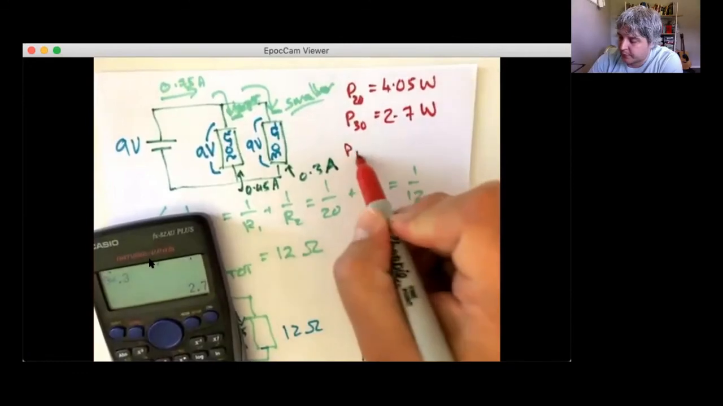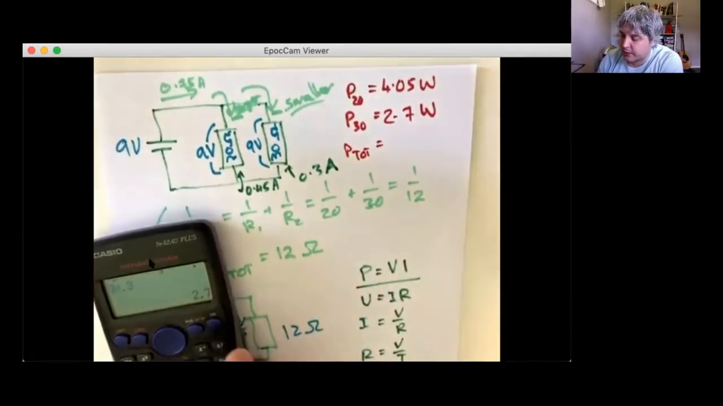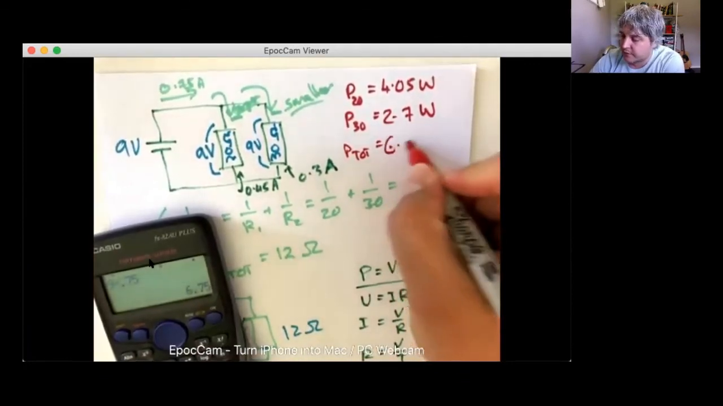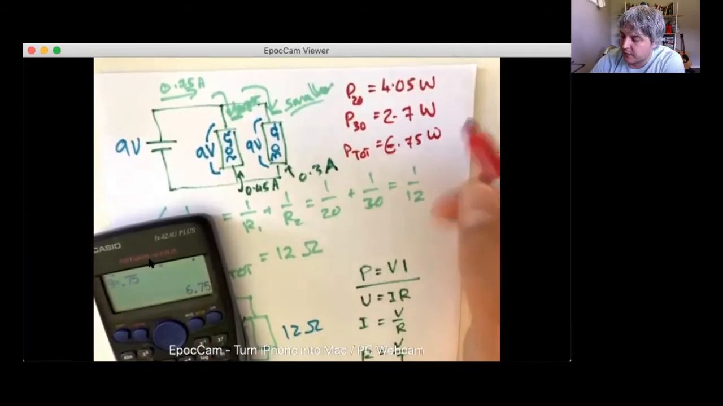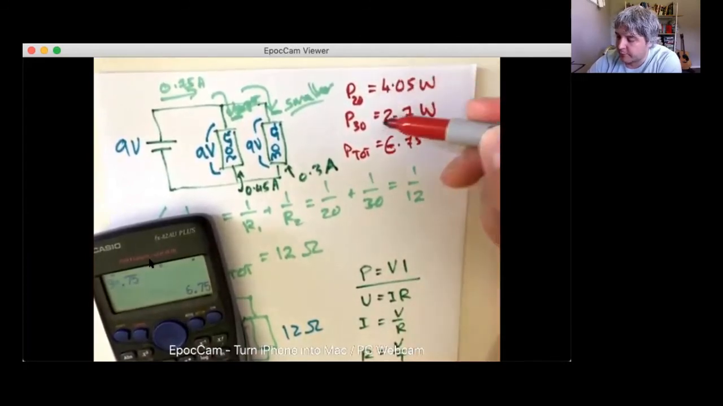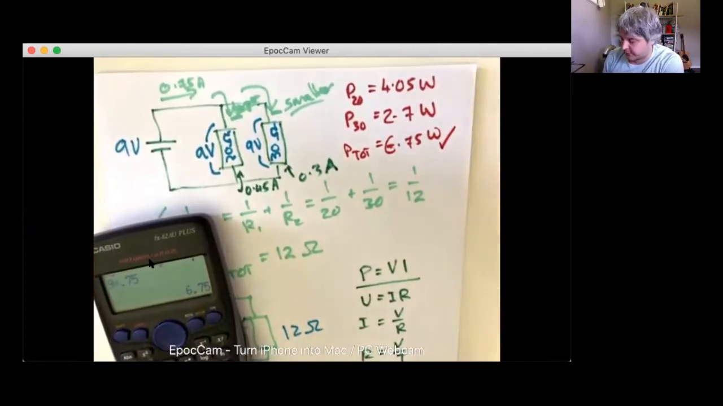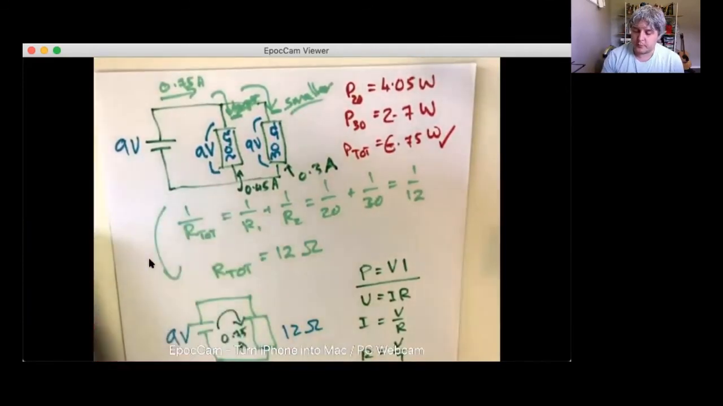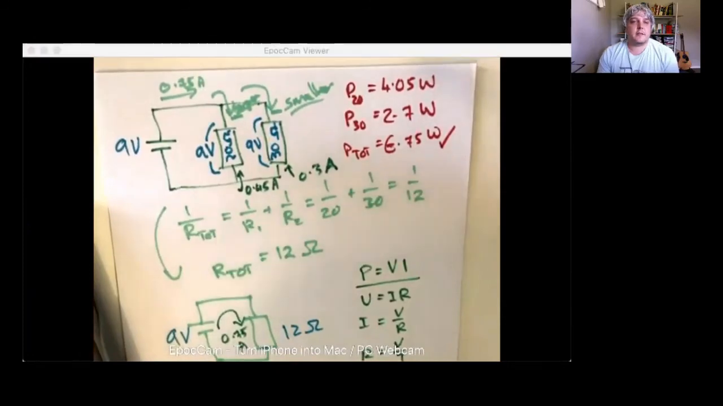And the power through the total circuit is going to be the 9 volts, but times the total circuit current, which is 0.75, which gives us 6.75 watts. And you can check 4.05 plus 2.7 is 6.75. So that's good, makes perfect sense. So, as we expected, the total circuit power is equal to the power down each branch. That is the end of the lesson.